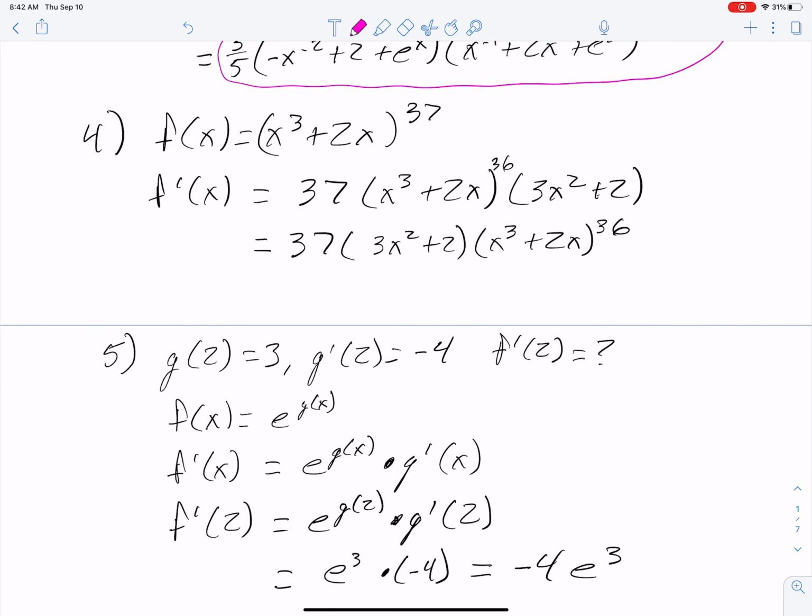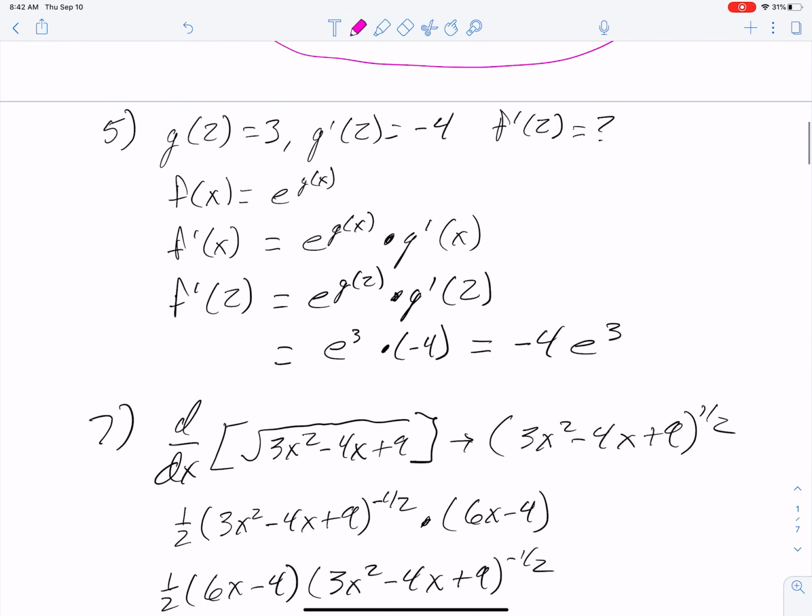Number 4, I've got something to the 37th power. So I know that something to the 37th power is 37 times that something to the 36th power. And then I need the derivative of that inner function. So the derivative of x cubed, the derivative of 2x. And then, like the others, I rewrote.